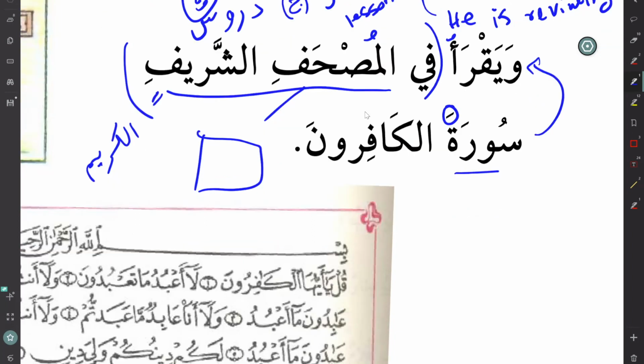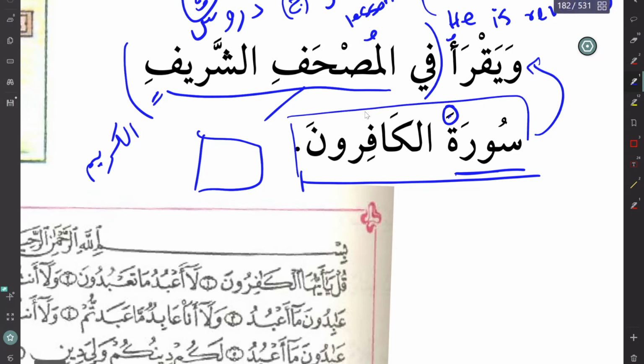So one thing I want to point out is that here it looks like we have an idafa, right? Suratu Kafirun. Instead of saying Suratun, we're saying Surata, so it looks like it is part of an idafa. And it is true, it is part of an idafa. But the problem is that if you look at this as a whole idafa, then we have a grammar problem here. Then we cannot have Suratu Al-Kafirun. It has to be Surat Al-Kafirin.